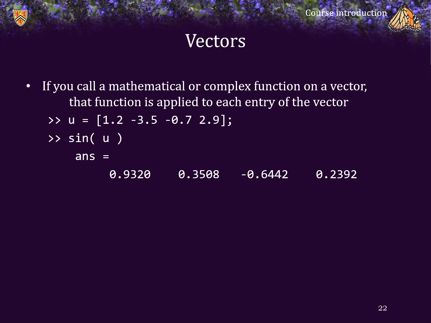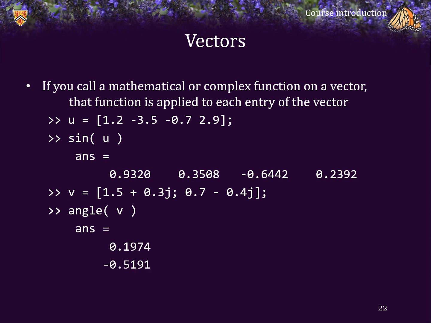not changed. Here I have a column vector with two complex entries. If I call angle on each of these, I get the angle of each of the arguments. So angle is applied to each of the entries of this two-dimensional column vector, resulting in a two-dimensional real vector, as the angle is a real number.